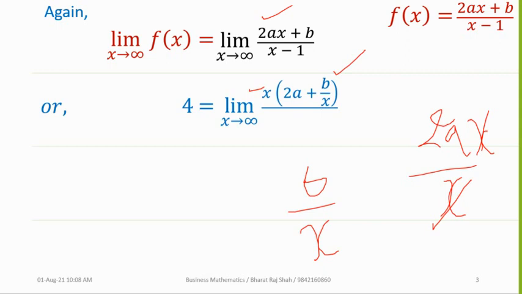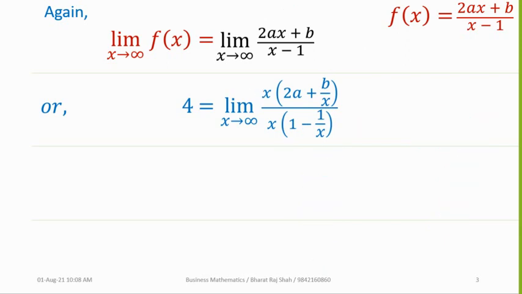Similarly, from the denominator x minus 1, we must take common x. So x divided by x is 1. Another 1 divided by x as it is. Nothing is changed. So you know that x by x is cancelled. So what shall we do next?